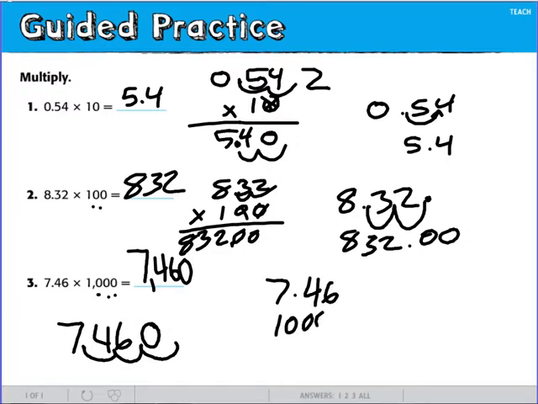Okay? I have 1, 2, 3, 6, 4, 7. I have 2 decimal places. Did I get the same answer? Yeah. Okay. So we're going to do it both ways so we can check our answers, okay? Can we handle that so far? Very good.